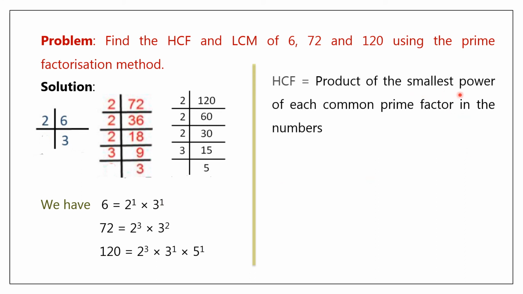Let's see, product of the smallest power of each common prime factor in the numbers. That is 2 power 1 into 3 power 1, that is 6. We have to take only common primes.